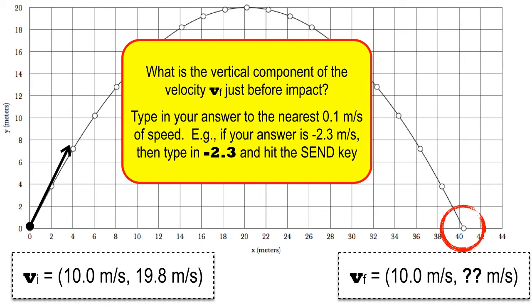Same diagram. What is the vertical component of the velocity Vf just before impact? In other words, right at this point. And type in your answer to the nearest 0.1 meter per second of speed. If your answer is negative 2.3 meters per second, type in negative 2.3. In other words, if it's downward, you can use a negative sign and type that in. And then hit the send key.